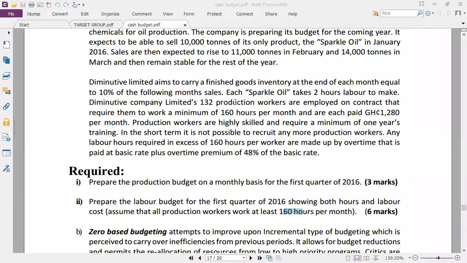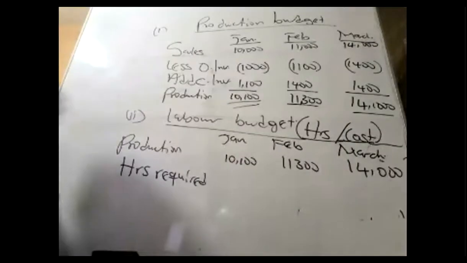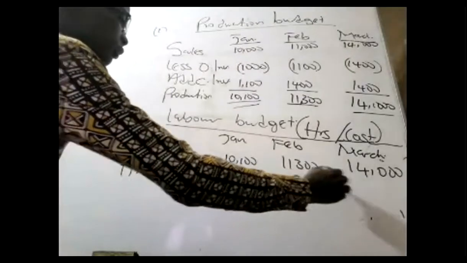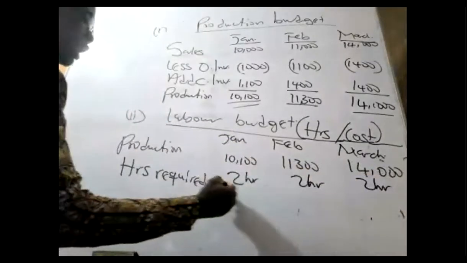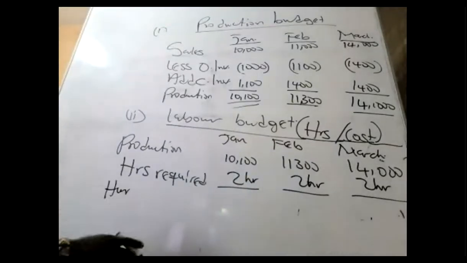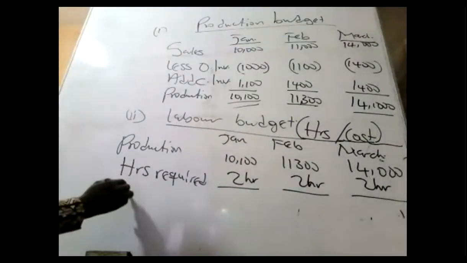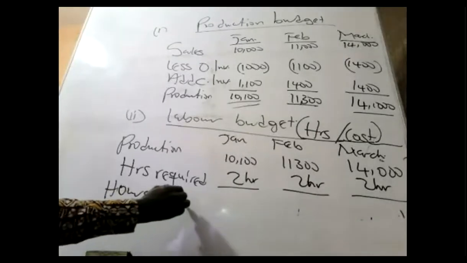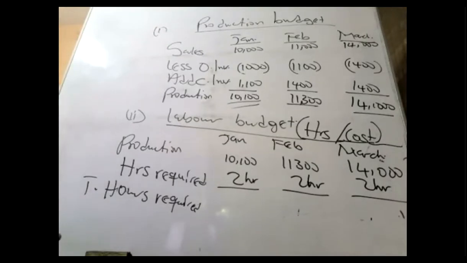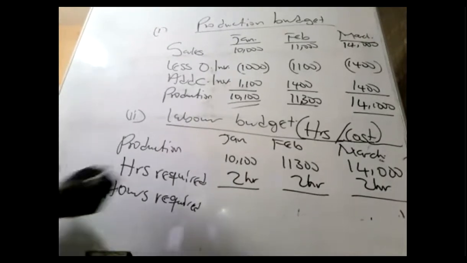So if we start from here, each sparkle oil takes 2 hours of labor to make. That one is enough, 2 hours. So if it's 2 hours, it's going to be 2 hours, 2 hours, 2 hours. So can you tell me the total hours required? So this is the hours required. So that's the hours budget. Total hours required. So that becomes the budgeted hours. That's 2,200.